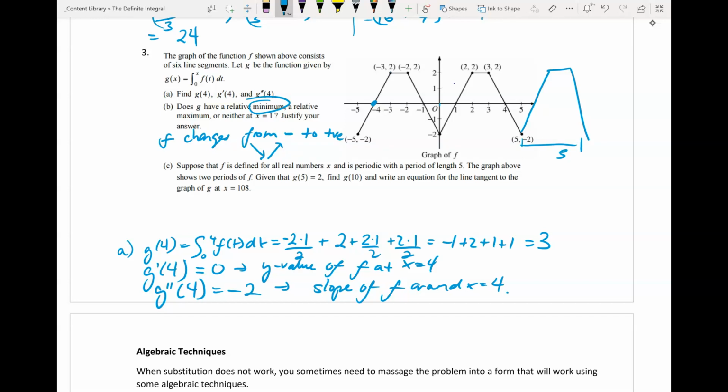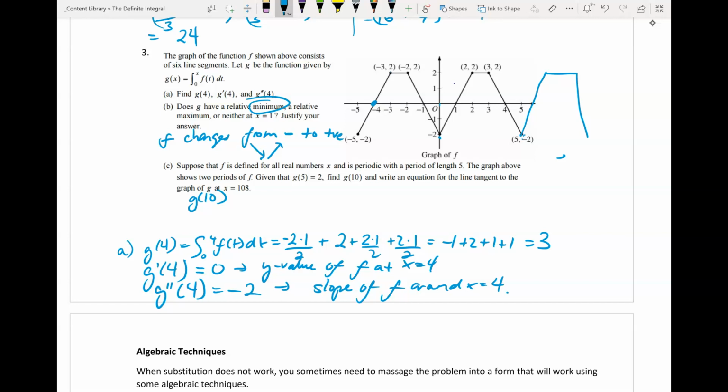So we're given that g of 5 is equal to 2. We want to find g of 10, and we want to write an equation for the line tangent to x equals 108. Okay, so the first thing we can do is find g of 10. For g of 10, we know it's going to repeat itself and look something like this. It would help if we found the area from 0 to 5, and then we can replicate that because we know the shape is the same.